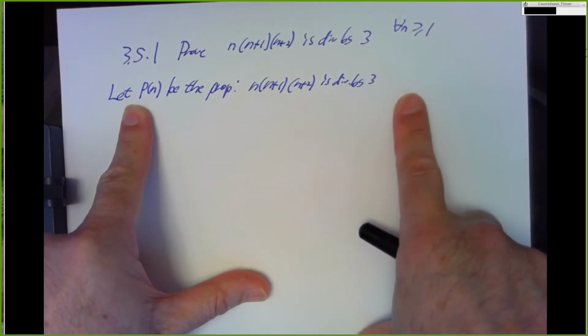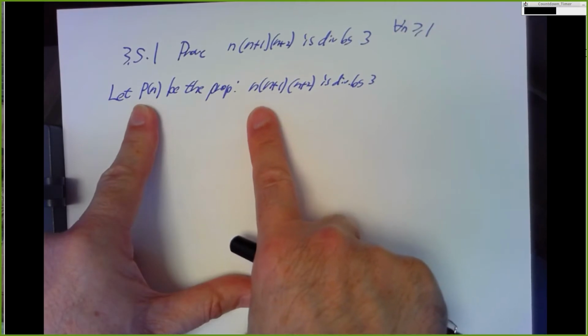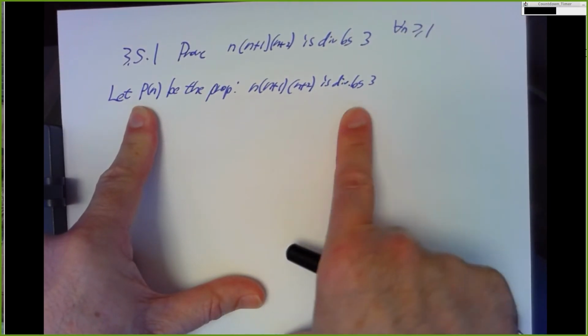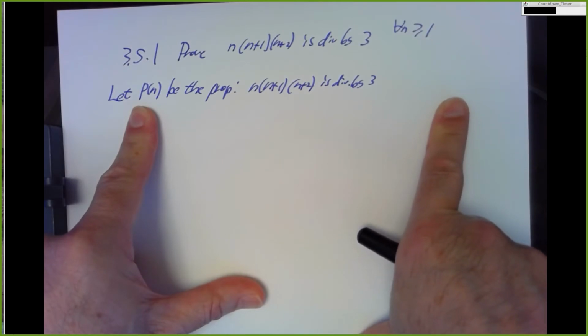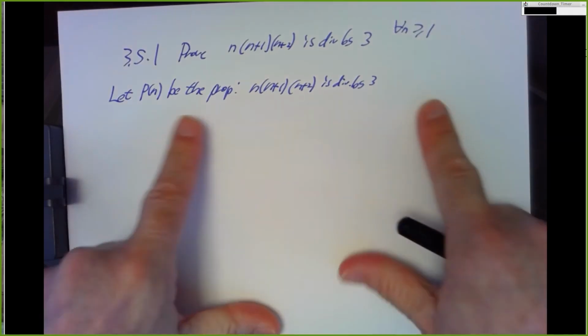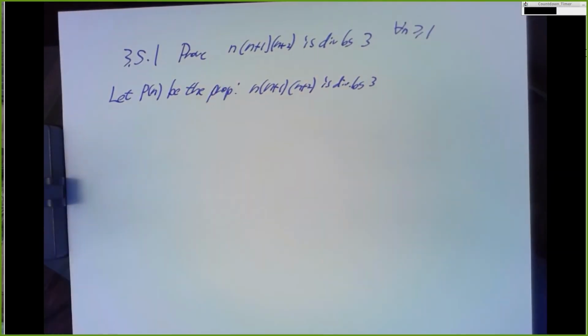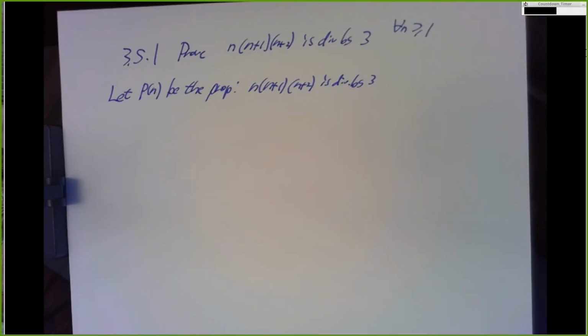If I say for all n, then what do I have? P of 1 is the proposition that 1 times 2 times 3 is divisible by 3 for all n bigger than or equal to 1. That doesn't make any sense. So P of n is a statement about a particular value of n, in particular that this thing is divisible by 3. Alright, so we want to show that this can be written as 3 times an integer.